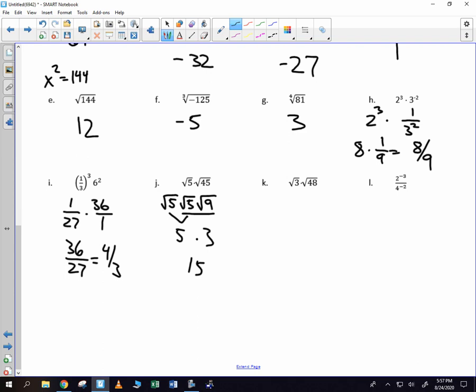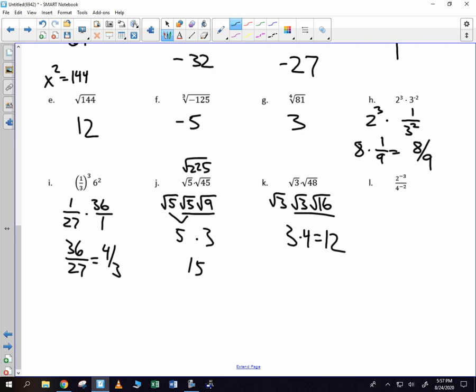The square root of 5 times square root of 5 is 5, and the square root of 9 is 3. So I get 15. Now it does turn out if you multiply, you get square root of 225, which is 15. But it is nice to use the property of radicals in many situations to make life a little bit easier. Watch this again. Square root of 3, square root of 3, square root of 16, because square root of 3 times square root of 16 is square root of 48. Well, square root of 3 times square root of 3 is 3, and then square root of 16 is 4, and I get 12.